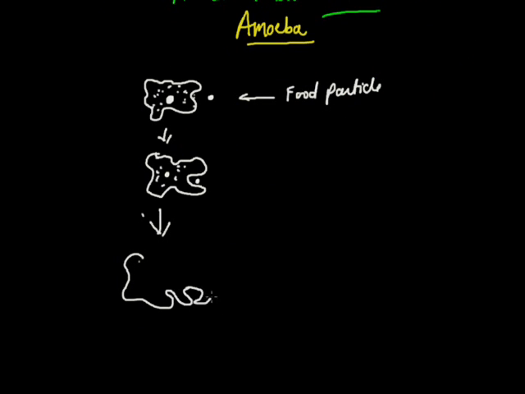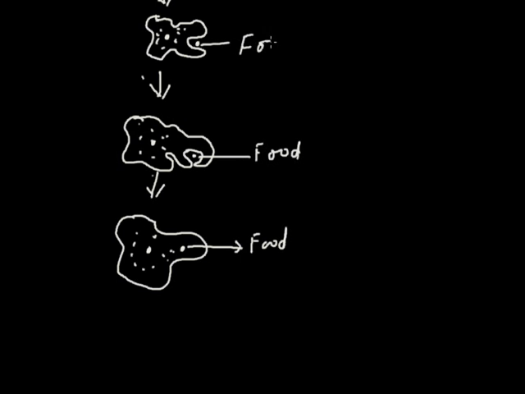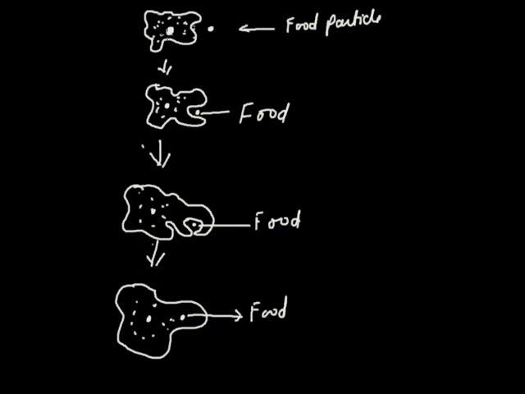Again, this amoeba is there. This is the food particle, and in the next diagram, the food particle will be shown inside. This is the food particle. This is the nucleus. Now children, the steps of nutrition are almost the same, like ingestion, digestion, as we have just discussed.